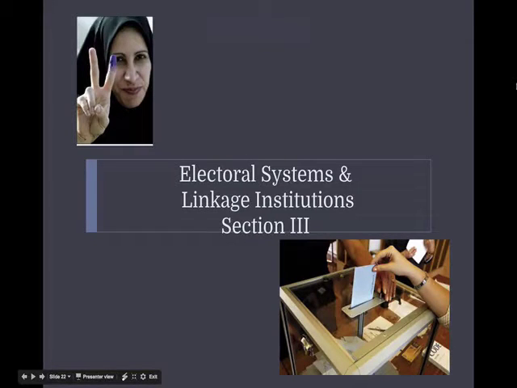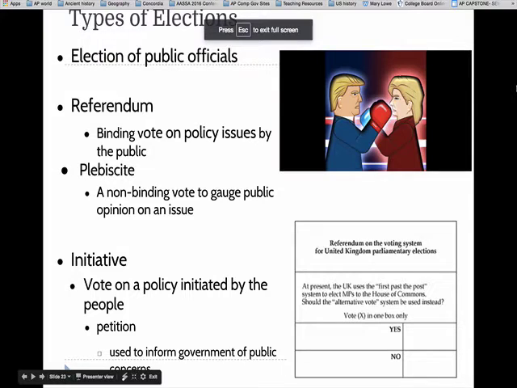All right, so now that we've talked about the different political institutions that exist within the governments, let's talk about how we populate those institutions, and that's through the electoral system. Not only the electoral system, but also we look at what influences the electoral system, and that's something called linkage institutions.